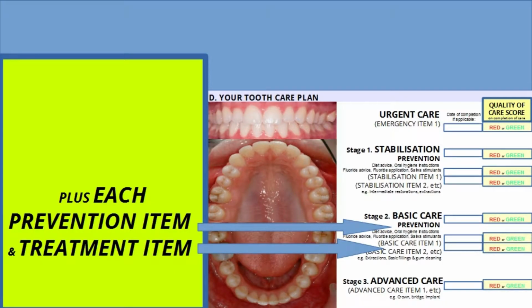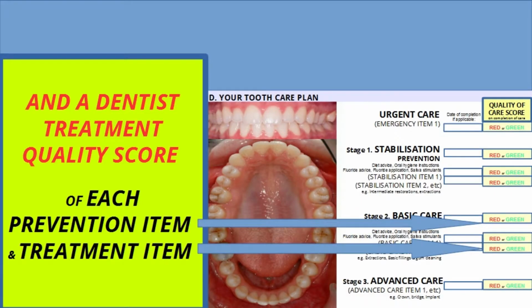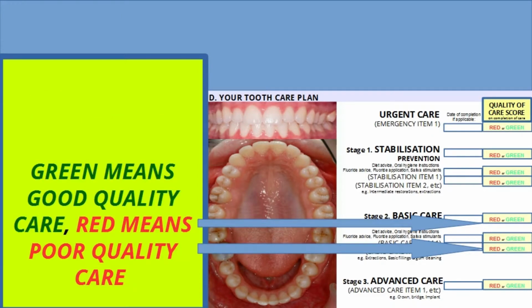Plus each prevention item and each treatment item, and a dentist treatment quality score for each prevention item and each treatment item. Green means good quality care. Red means poor quality care.